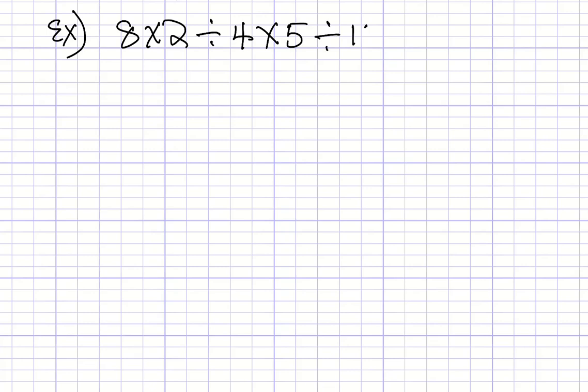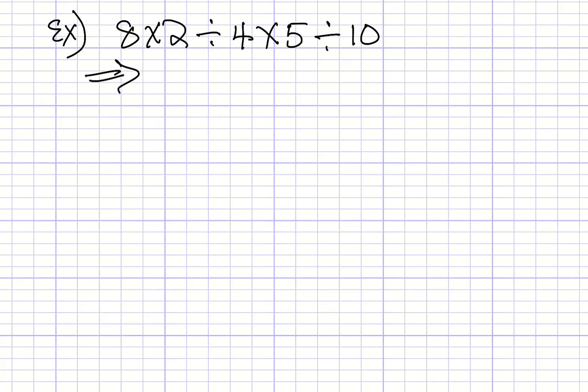Suppose you have multiplication and division joined together, right? Suppose you're given this example here. They give you 8 times 2 divided by 4 times 5 divided by 10. Now, here order matters, right? You can't choose whatever you want to do first. You have to go from left to right, because this is only multiplication and division, right? You go from left to right.